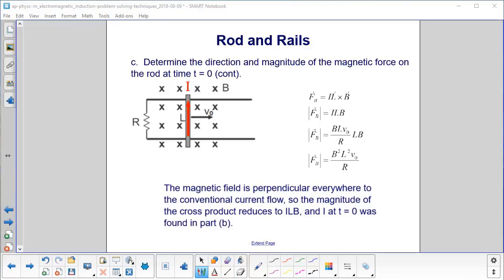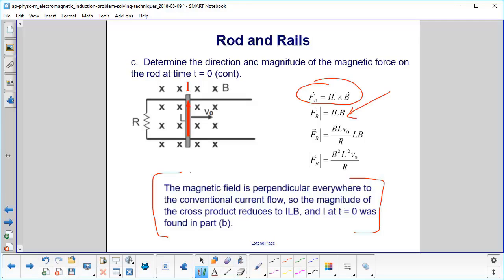Let's find the magnitude of the magnetic force. We were told that the magnetic field is perpendicular everywhere to the conventional current flow, right? Because the current flow is in the plane of the page, and the magnetic field is into the page. So the magnitude of the cross product over here is just going to be ILB. And now it's just a question of substituting in the current at time 0, which we've already found, multiplying some stuff out, and here's our answer. B squared L squared V0 over R.